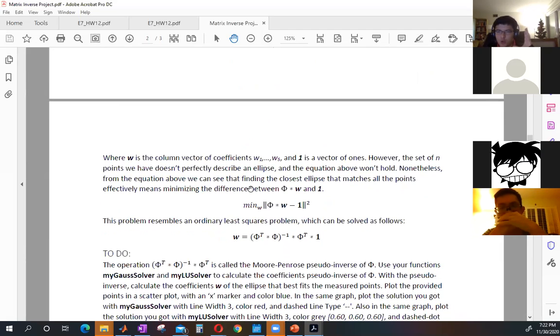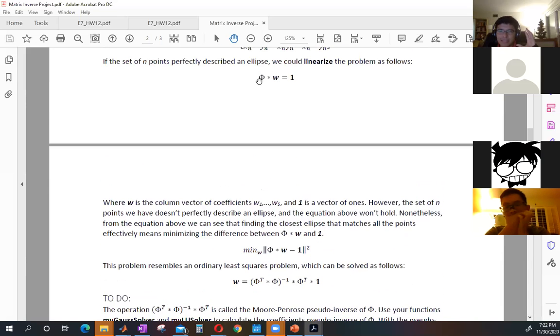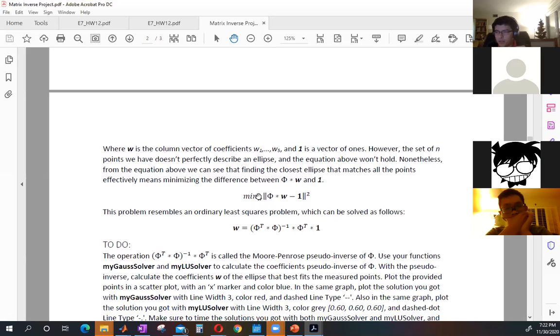We don't expect you to go through all minimization theory. We give you the formulas. The minimization is that the ideal ellipse is phi times W equals 1, so we want the difference between phi times W and 1 to be as low as possible. We cannot make it equal 1, but we want all our phi times W's to be as close to 1 as we can. That is our problem posed in this formula.